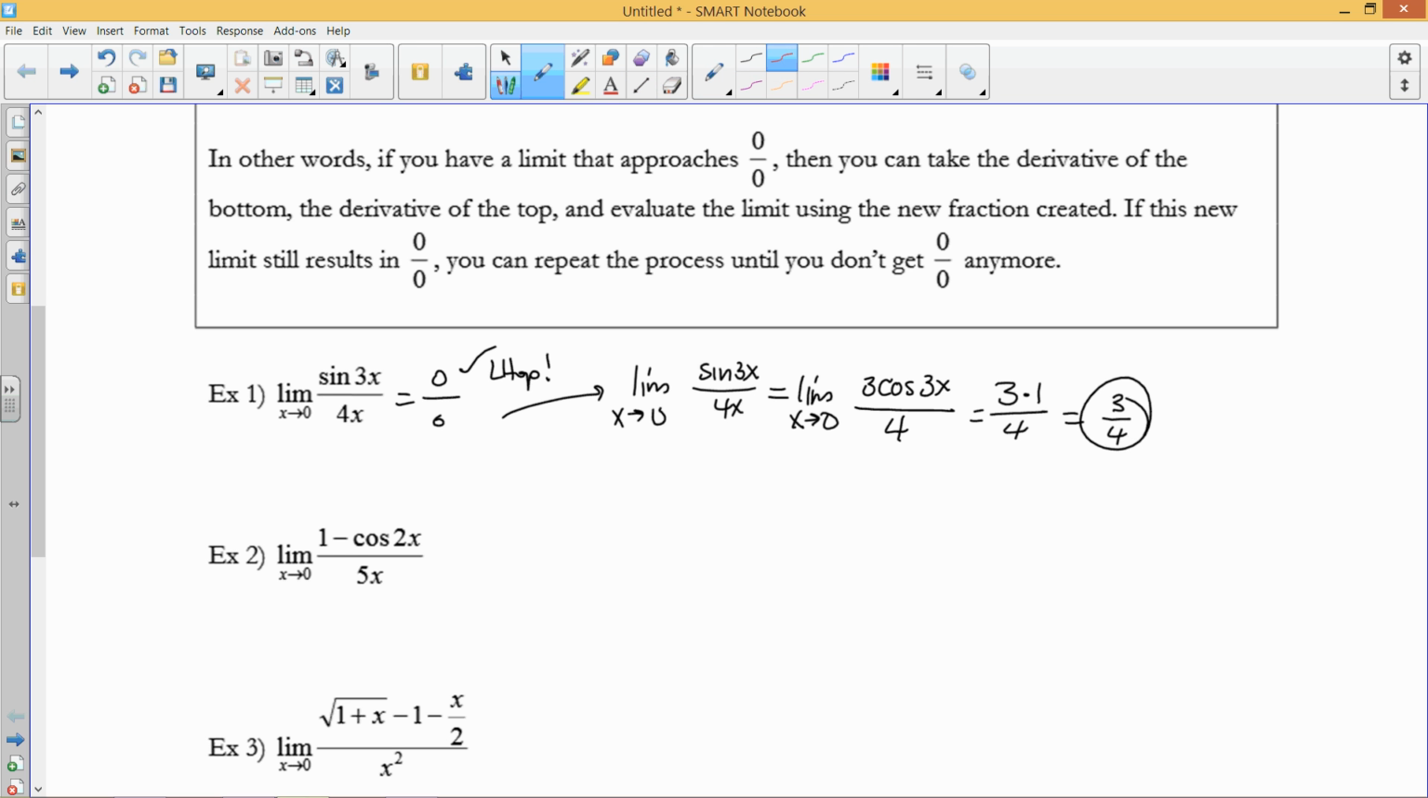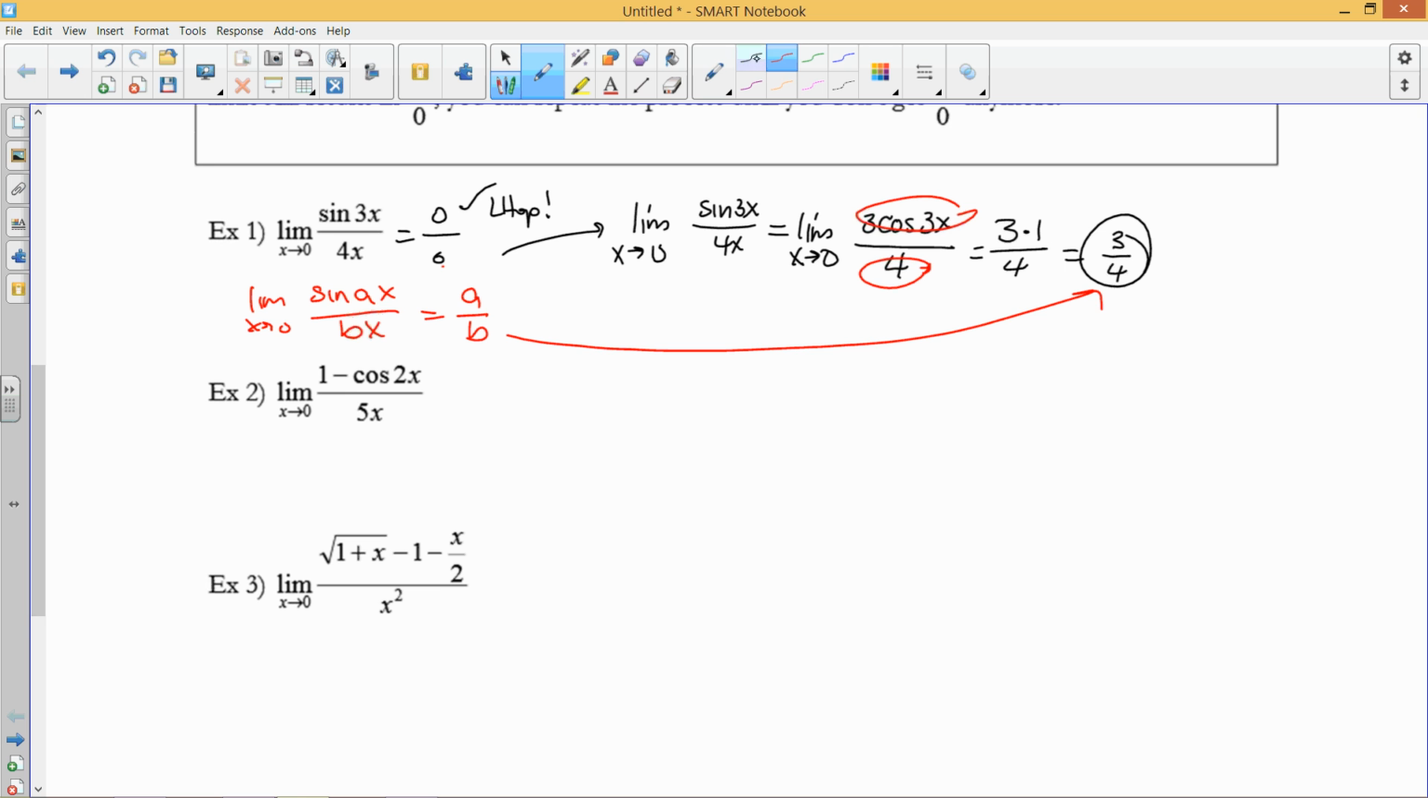We did that before. Well, yeah, you did this before where you said, wait a minute, if I have the limit as x approaches 0 of sine ax over bx, it equals a over b. That's still true. This is just another way to get there in case you forgot this little generalization. Okay, long story short, example 1, we got 0 over 0. We took the derivative of the top, the derivative of the bottom, and then reevaluated. So let's do it again here for this next one.